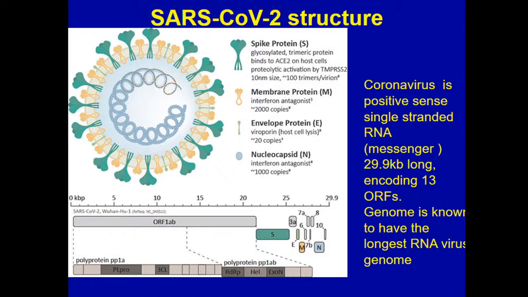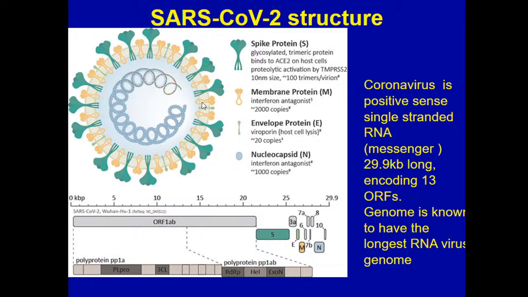So, and that is very important because this is the binding. So on the spike protein, we have a binding site for binding with the host cell receptor. And usually it is not so small, up to 10 nanometers in size, and around 100 trimers are found on one virion.